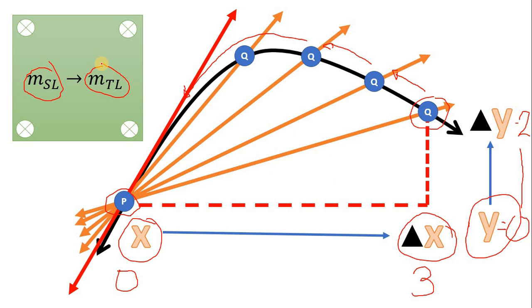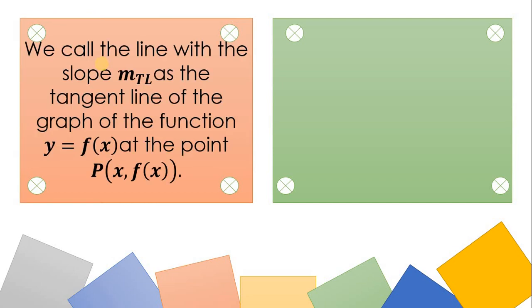Through this illustration, we come up with the following remarks. Take a look at these remarks on how these things work. First remark is that, again, we convert the slope of the secant line into the slope of a tangent line. We call the line with the slope m_PL. m_PL again here is the slope of the tangent line as a tangent line of the graph of the function.